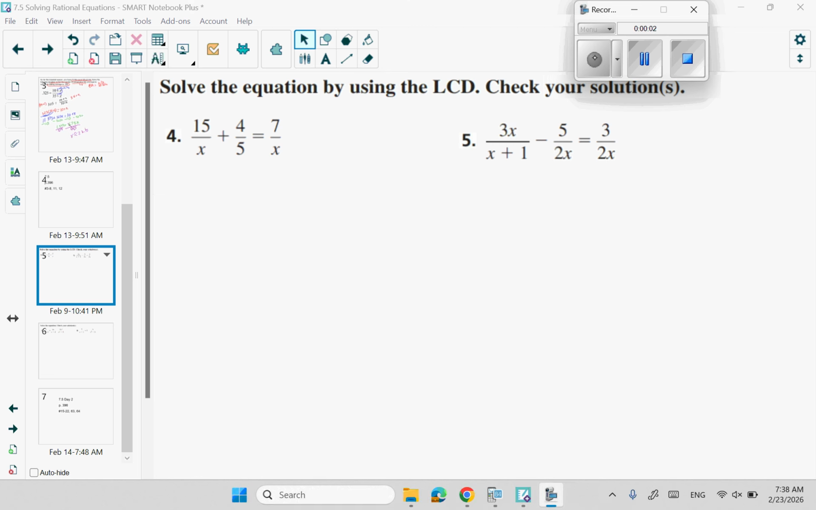Hello, welcome to day 2 of 7.5. Today we're going to be adding and subtracting fractions and also combining that idea of cross multiplication.